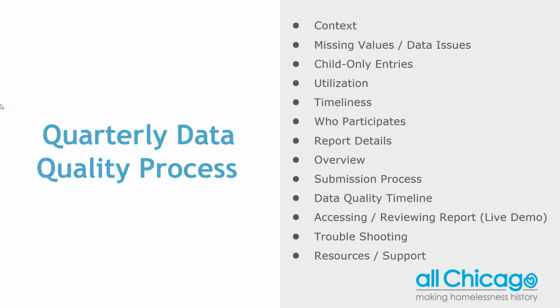Okay, on the agenda this morning, we're going to go over the context for data quality, then missing values and data issues, child-only entries, utilization, timeliness, who participates, the report details, the overview, the submission process, the data quality timeline, and accessing and reviewing the reports. That'll be done in a live demo of the system. Then troubleshooting, and then resources and support. And if time allows, we'll address any additional questions.